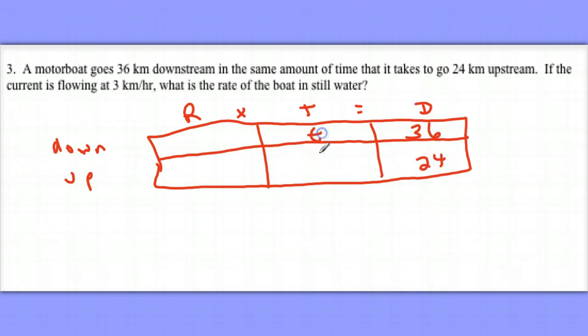So I'm going to use the variable t here for time. It says to find the rate of the boat in still water, so I'm going to use the variable b. Going downstream, the boat is being pushed along by the current, and the current is 3 kilometers per hour. So I'll have b plus 3. And going upstream, the current is slowing the boat down by 3 kilometers per hour.